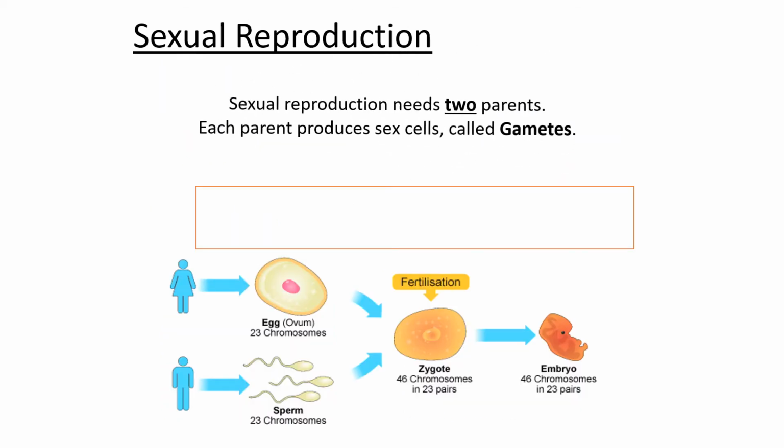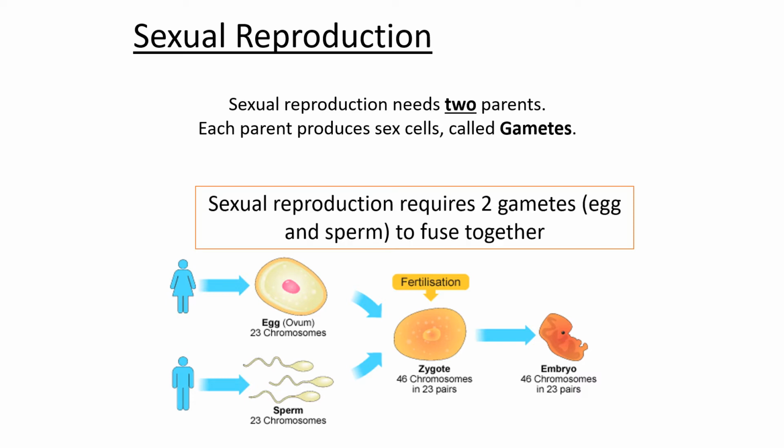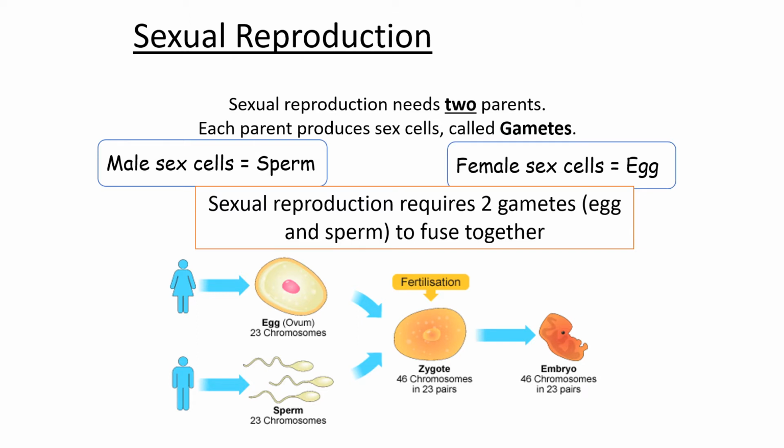Sexual reproduction needs two parents, as I said before. Each parent produces sex cells called gametes. They require two gametes, one from the mother, the egg cell, and one from the father, the sperm cell. They fuse together in fertilization and form a zygote. The zygote contains 46 chromosomes, 23 pairs. The male sex cell contains 23 chromosomes, which is the sperm cell, and the female sex cell contains 23 chromosomes, which is the egg cell.